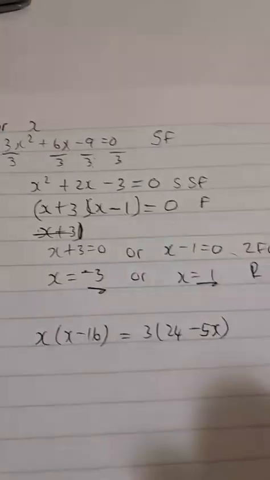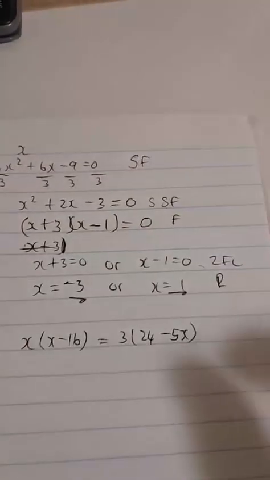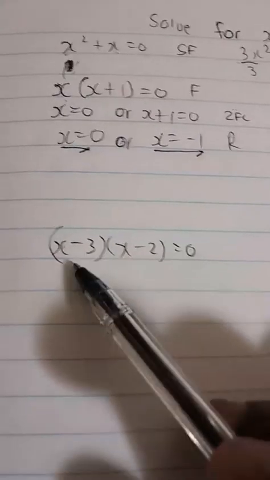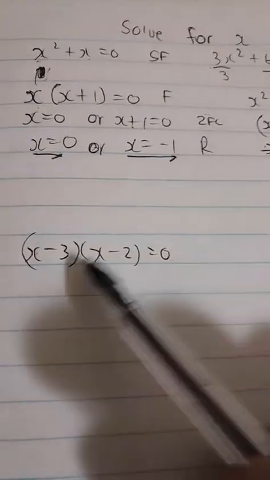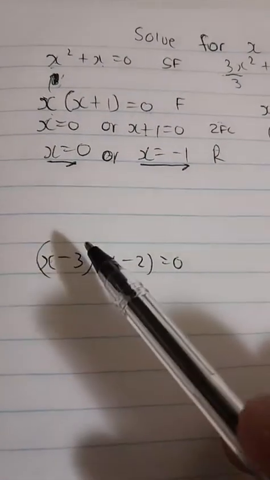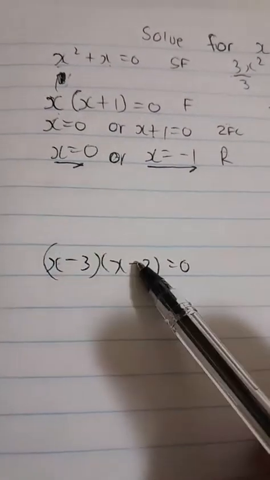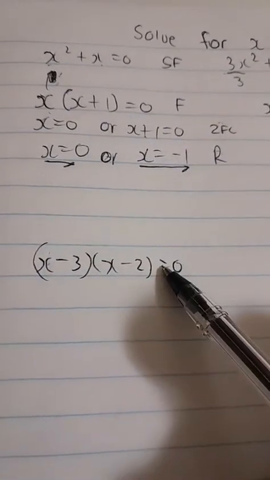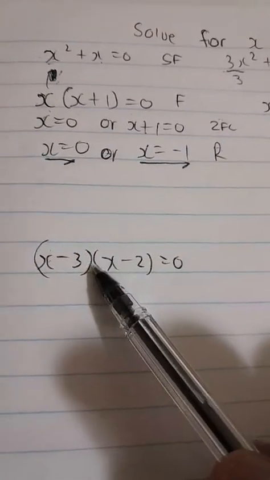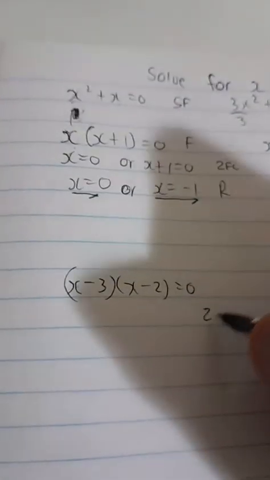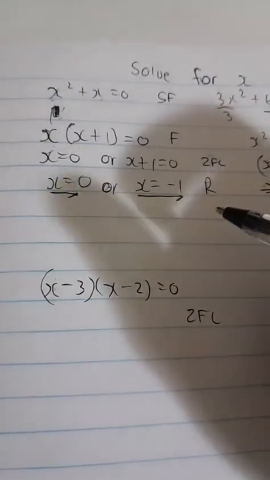Okay. Next one, the next homework game challenge example that I left you yesterday was this one. x minus 3 into x minus 2 is equal to 0. Which stage are we in here? We have two factors, we have equal to 0. So what do we do at this stage? We can simply apply the zero factor law.